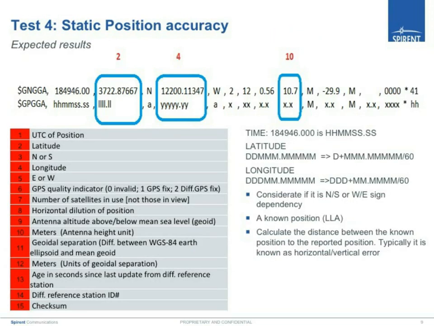The receiver data that you'd want to look at would typically be from an NMEA sentence. This example here is a GGA sentence, which presents essential fix information. And you can see there, box number 2 is latitude, number 4 is longitude, and number 10 is height. That's reported by the receiver.